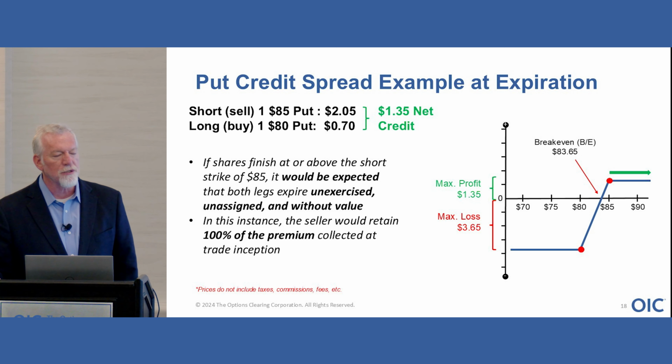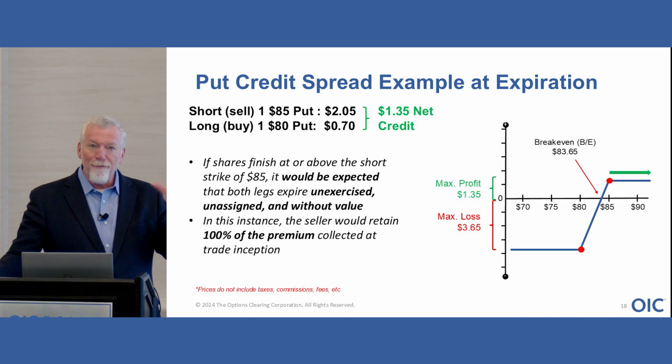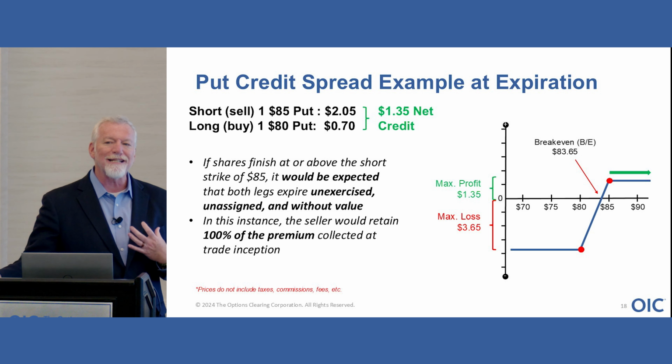Shares finish at or above our short strike of 85. Both contracts are going to be unexercised and unassigned. That would be our expectation. I'm short the $85 put, stock's trading at 100. Is anybody going to want to put that stock to me at $85? My 85 strike short put is going to expire unassigned. It's unlikely that anybody is going to put that stock to me at 85 when it's trading at 100.